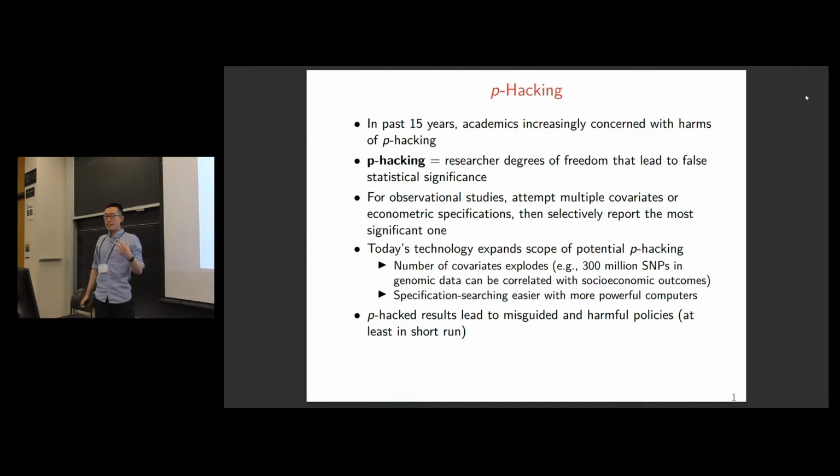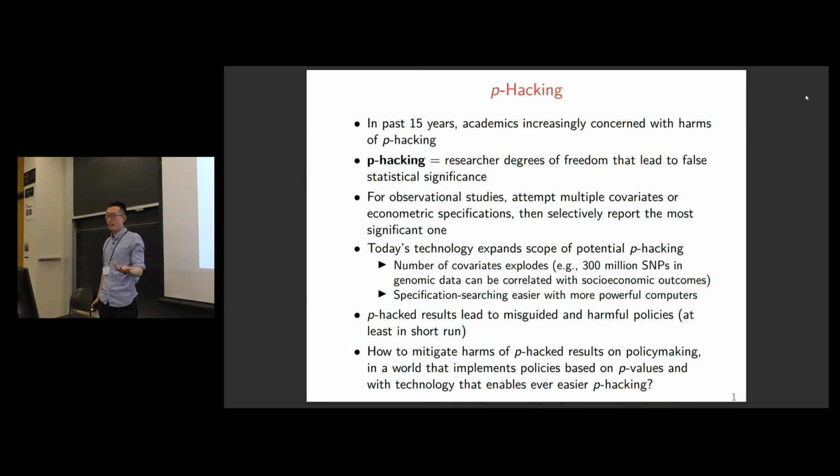Now, p-hacked results with false statistical significance produced through this kind of procedure may lead to misguided and harmful policies, at least until they're corrected in the long run. And so really the question here is, how can we mitigate the harms of such p-hacked results on policymaking in a world that implements policies based on p-values, in a world with technology that's enabling ever easier p-hacking?